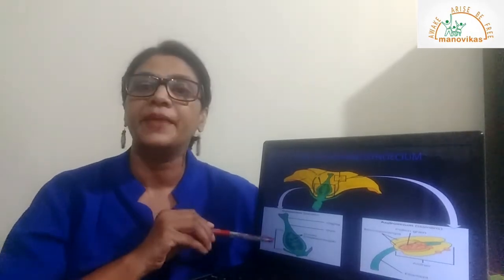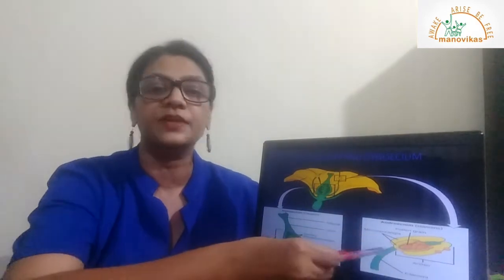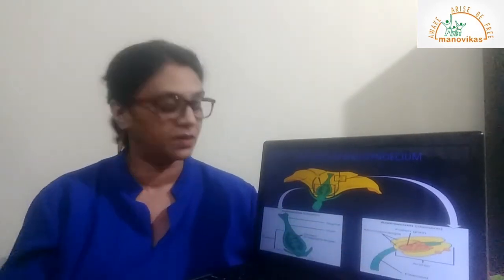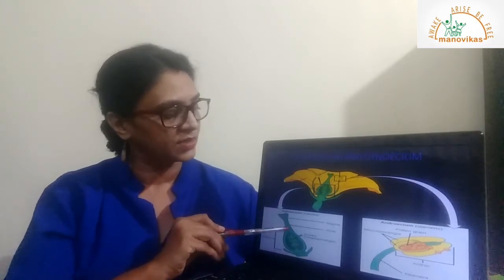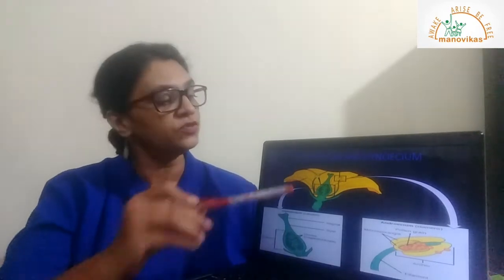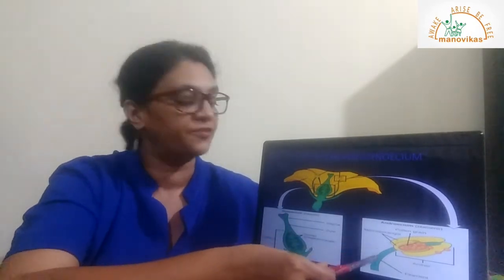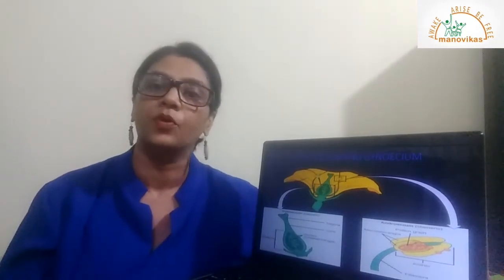Now we have a magnified picture of the gynoecium here and a magnified picture of the androecium here. You can clearly see the stigma, the style, and the ovary with the ovules. Here you can see the filament and the anther containing the pollen grains.